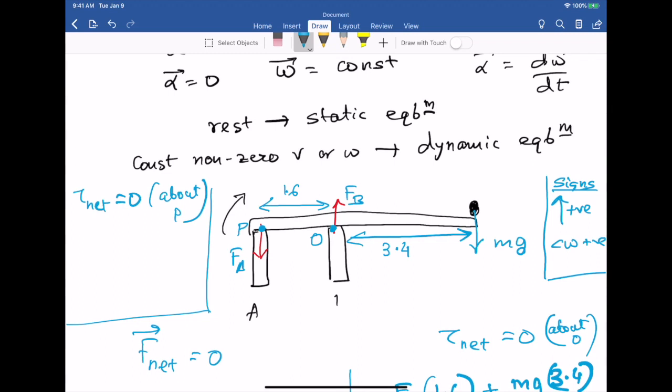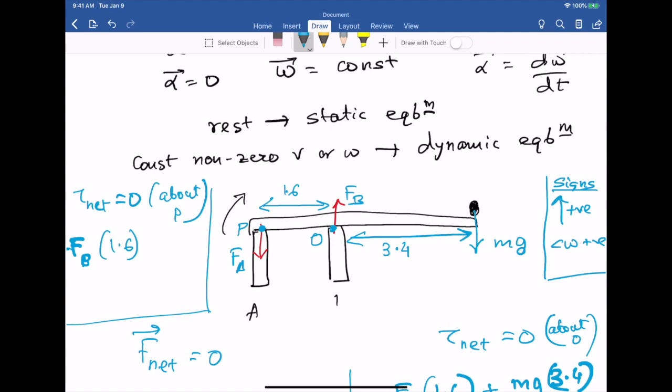What is the torque of Fa about the point P? Clearly, it doesn't have any torque, because its line of action passes through the reference point. What is the torque of Fb about the point P? Is it clockwise or counterclockwise? Fb is exerting a counterclockwise torque about the point P. So it's going to be Fb multiplied by 1.6, and counterclockwise should get a negative sign. So minus Fb times 1.6.